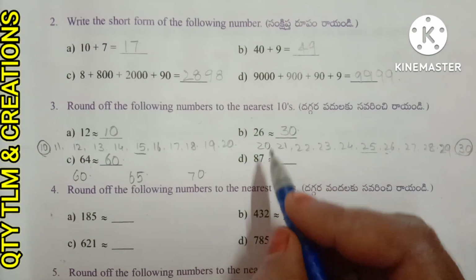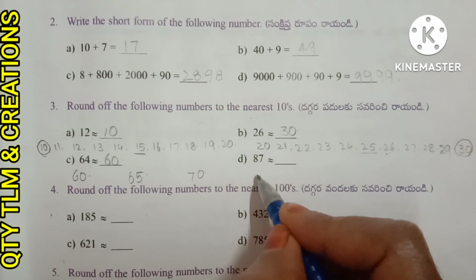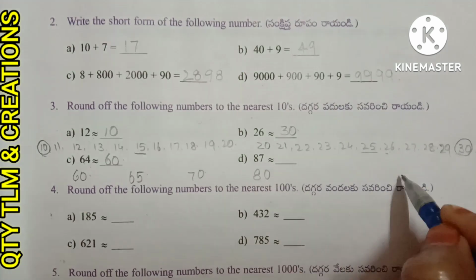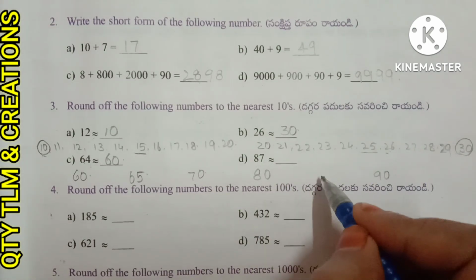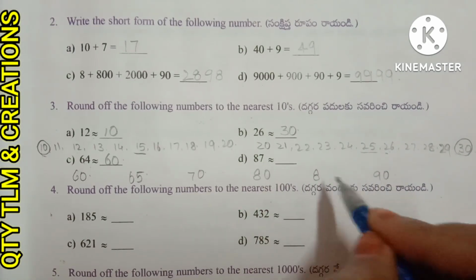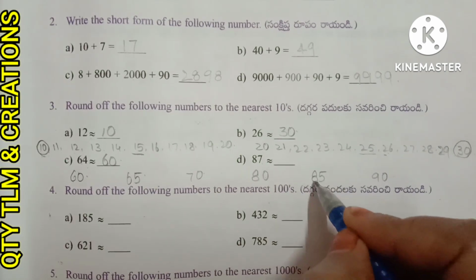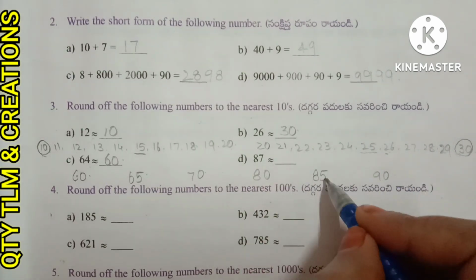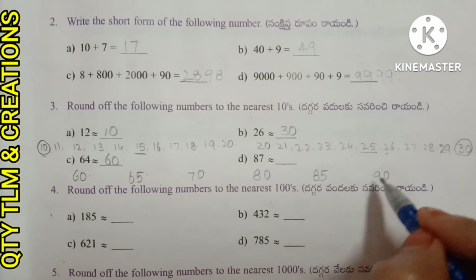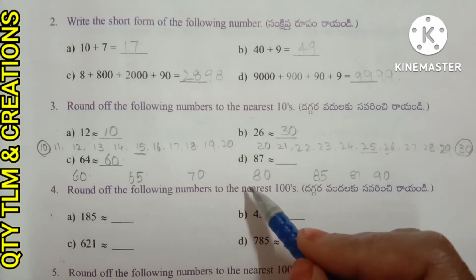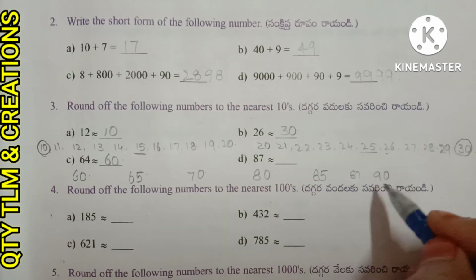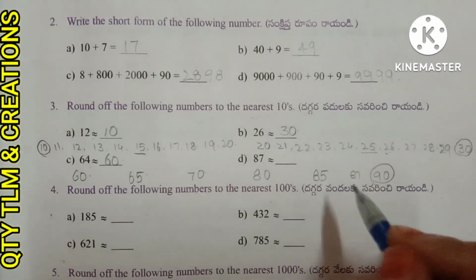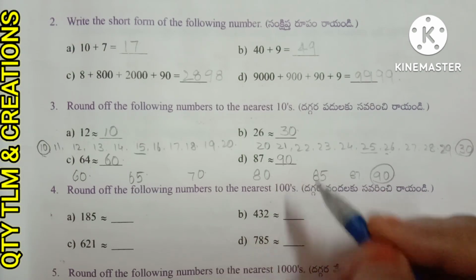Next 87. Here also we have to remember that 87 comes between 80 and 90 and the mid number is 85. So 87 comes after 85. It is nearer to 90. If 87 is rounded off to the nearest tens, it becomes 90. So we have to write here 90.